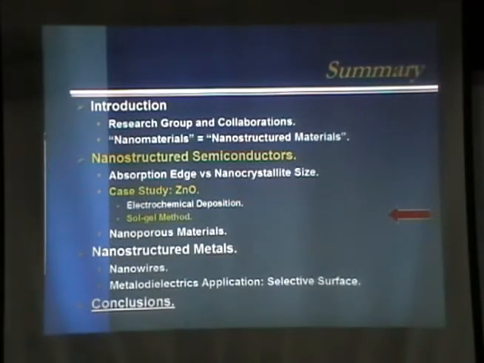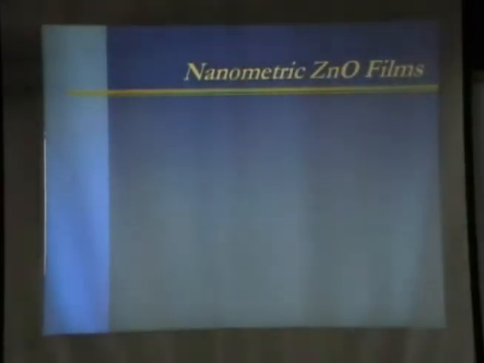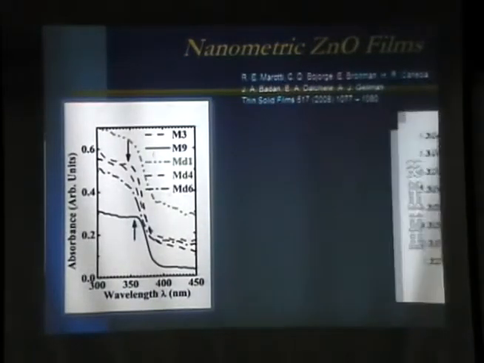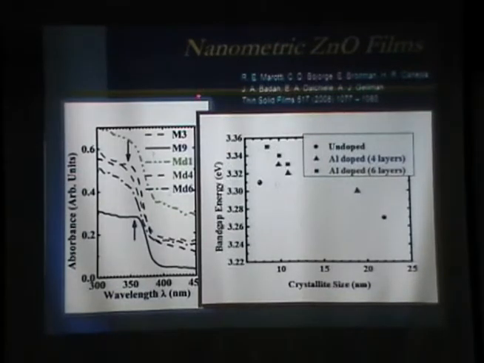Well, now let me show you some similar results on this shift of the absorption edges with the crystalline dimension, but for samples prepared by another method, sol-gel. Here, in this case, they are nanometric sinusoid filaments. They are nanometric in thickness, so the absorption edge is very small, right? But here also we can see that there is a shift in the band gap energy with the crystalline size.